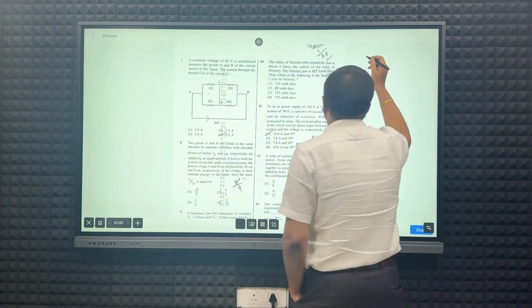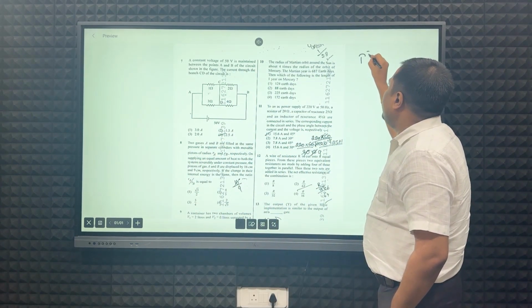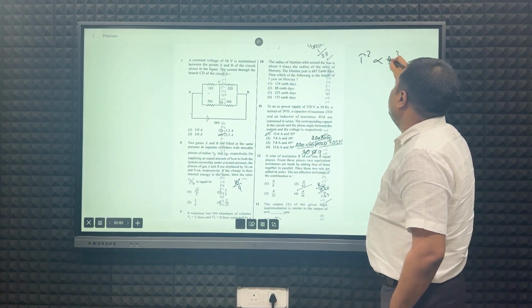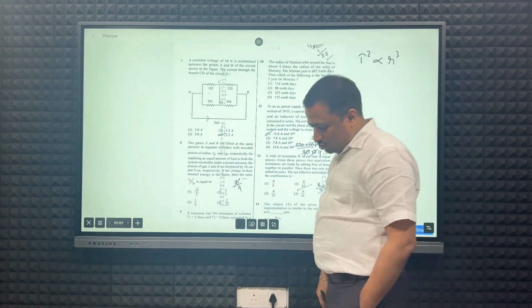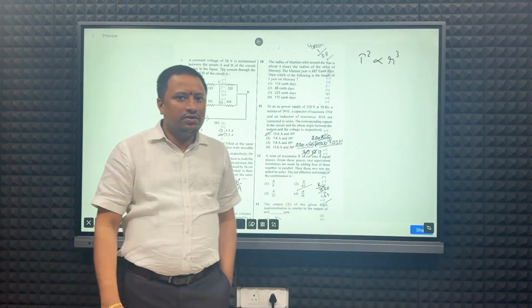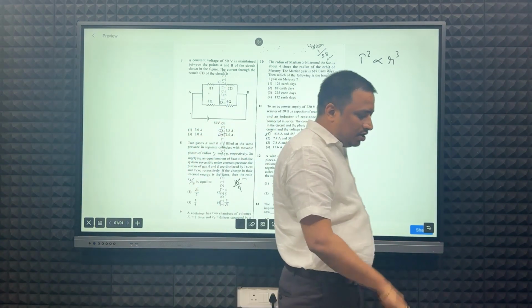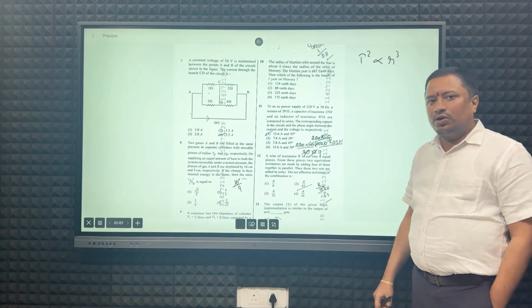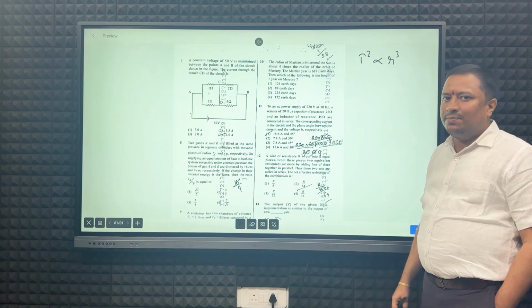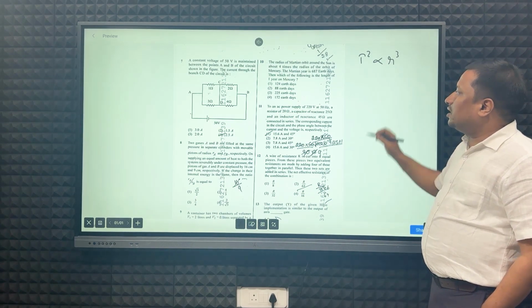Now you might have heard of this. T square is directly proportional to R cube. Recently I have taught this to my students. The people who will be watching will come to know this is the third law. I hope you know this, Kepler's third law. T square is directly proportional to R cube.